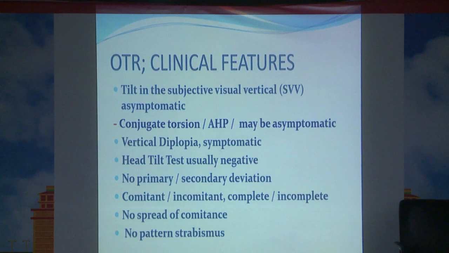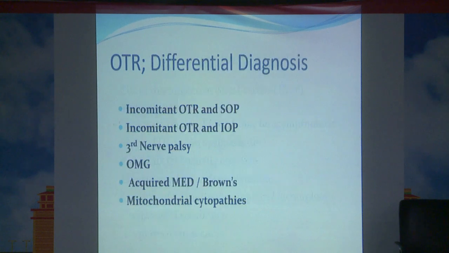And there is no spread of comitance because they stay as they are, and usually there is no pattern also in these. And a good number recovers with time. So you have to give time, as we were talking in the last talk. Very important to give time when you have an acquired strabismus. Now the differential diagnosis will depend upon whether it is incomitant or comitant. Third nerve palsy, ocular myasthenia gravis, acquired Duane's, Brown's, and mitochondrial cytopathies. All these acquired conditions have to be kept in mind. Most important to look at is acquired superior oblique palsy and acquired inferior oblique palsy, because these two conditions get mixed up very well with a skew.